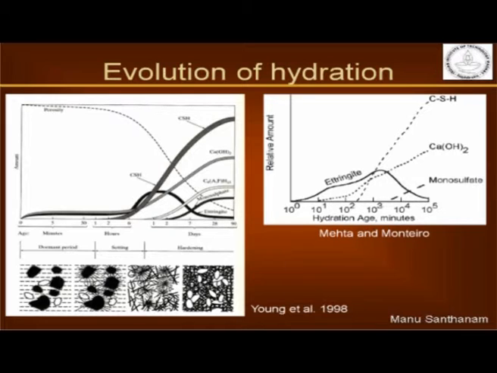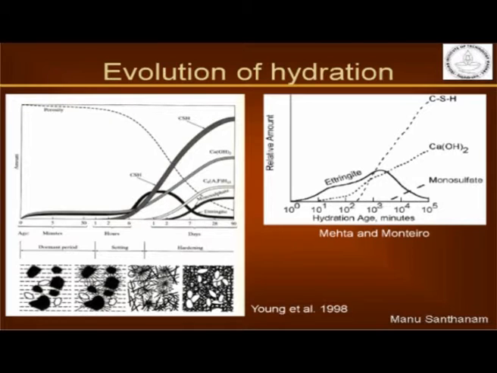You see, as ettringite drops, this phase called monosulfate picks up. Okay, monosulfate picks up, and you have so much excess aluminate available in the system that you also form aluminate hydrates or aluminoferrite hydrates, which is what is marked here.